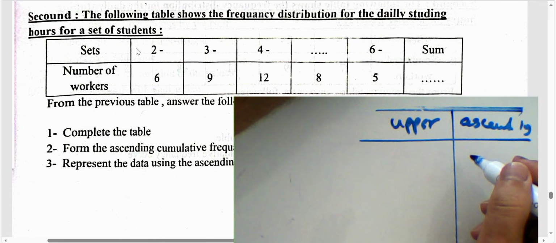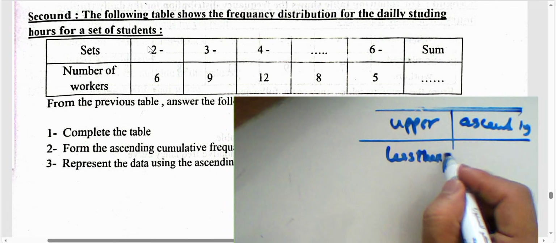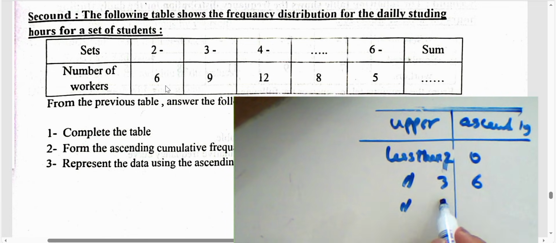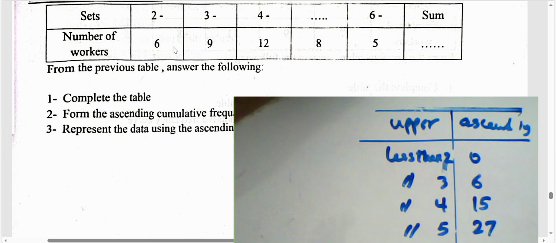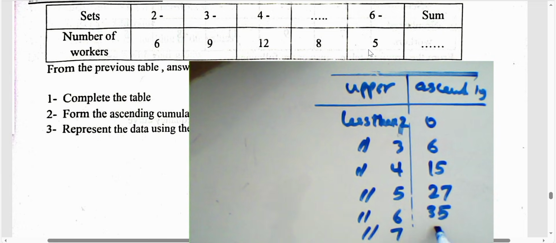Like here, less than 2, it will be 0, and then less than 3, it will be 6, less than 4, it will be 6 plus 9 is 15, less than 5, it will be 12 plus 9 plus 6, 6 plus 9, 15, plus 12 is 27, and less than 6, 27 plus 8 equals 35, and less than 7, we can collect all digits, the summation will be 40.